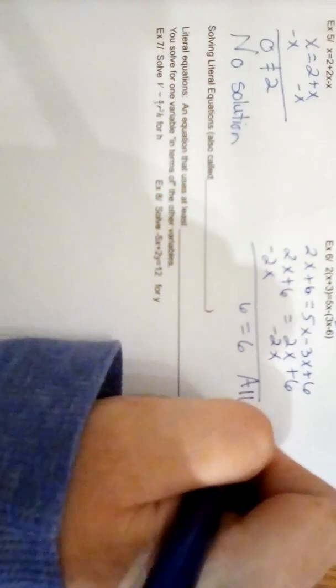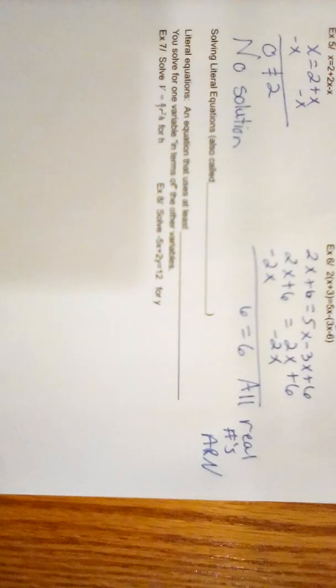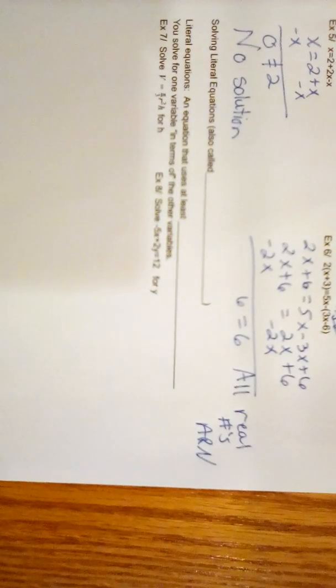Okay, example 6. I'm going to do the distributive property. Okay, I have to distribute the negative. (2x plus 6). Okay, I have the variable on both sides, so I need to collect the variables all on one side. 6 equals 6. Well, when is that true? Well, that's always true, so that would be all real numbers, and sometimes we abbreviate that as ARN, all real numbers. Okay, so if you get something that's false, it's no solution. If you get something that's always true, then it's an identity.